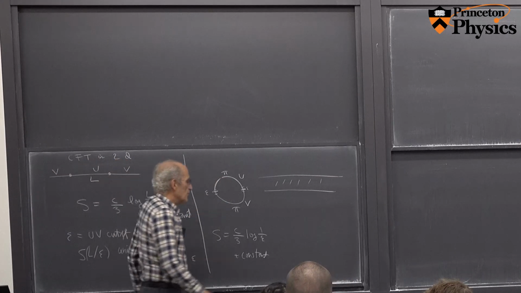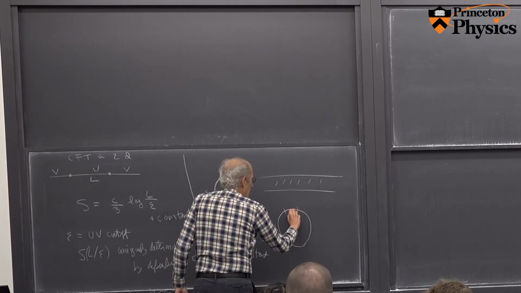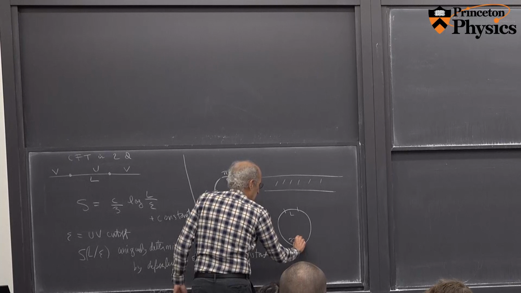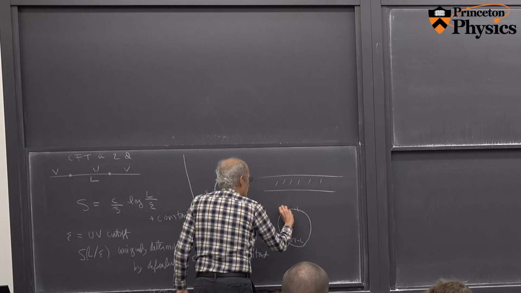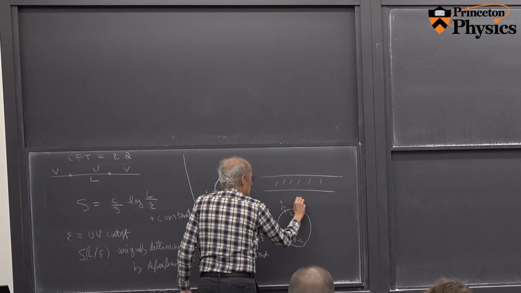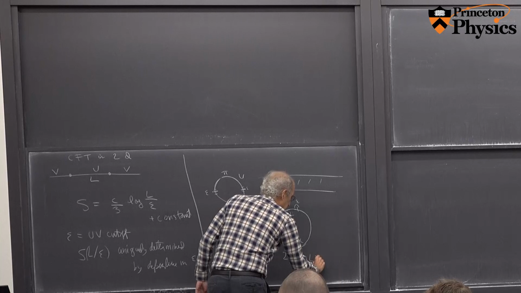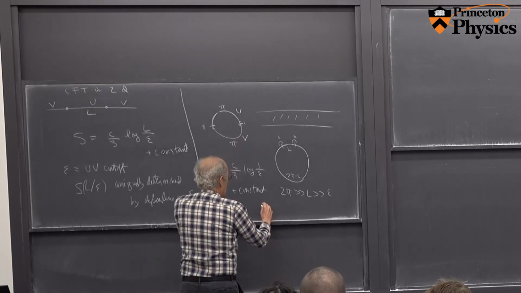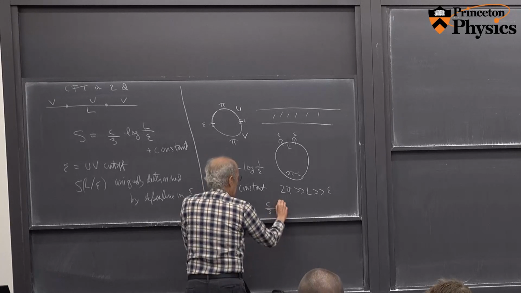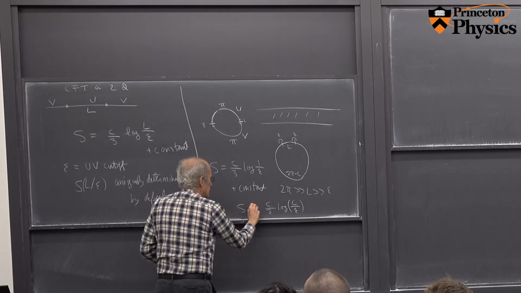We could have had an L in this problem. I could have divided the circle into 2 unequal bits of length L and 2 pi minus L, like so, where the UV cutoff would now be here. If you take 2 pi much bigger than L, much bigger than epsilon, then the computation we did last time will give the same answer we had the first time. I won't show that in detail. I'll leave it as an exercise.